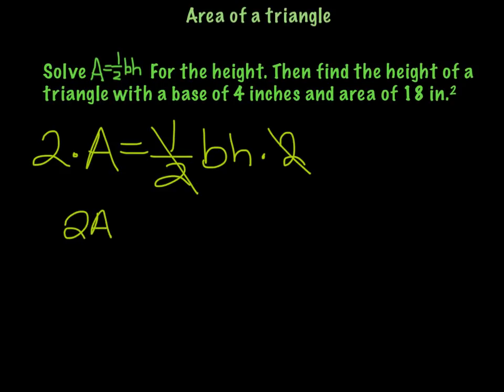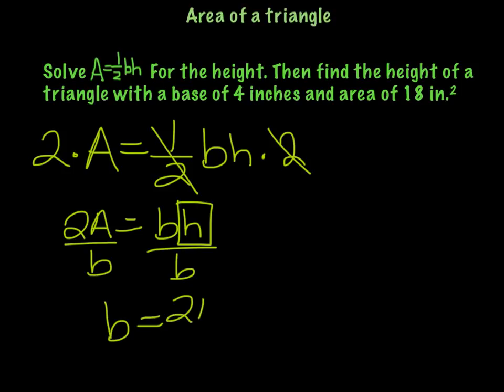So 2A equals bh. And since we're solving for the height, we want to get our h by itself. We need to undo this multiplication by dividing. And our h is equal to 2A over b. Sorry, that's supposed to be an h.